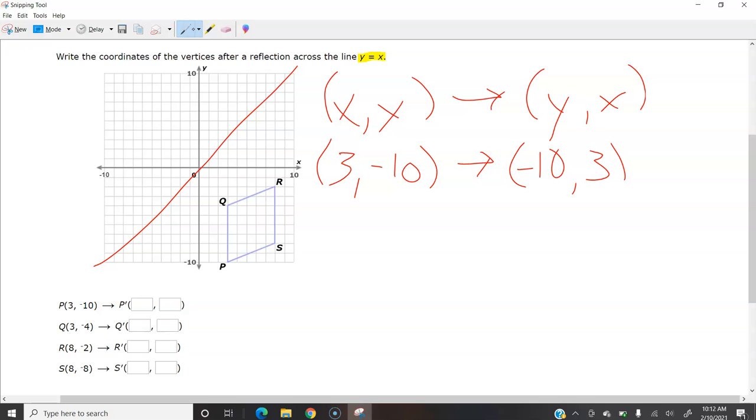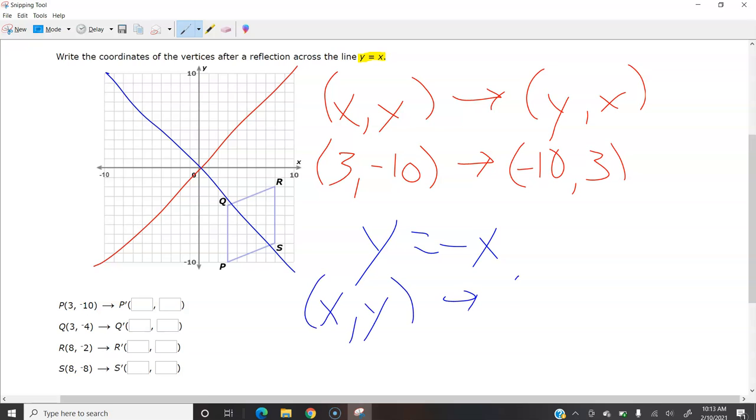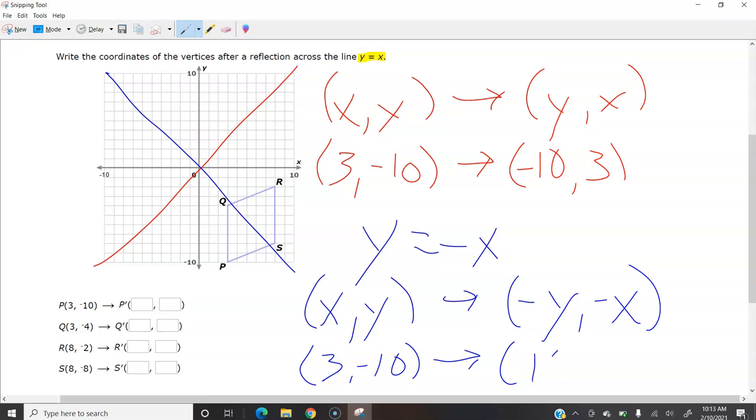Okay. The other one you guys are going to run into is the y equals -x. Okay, that's a diagonal line going the other way. That's basically the same, except you also have to switch the signs of the numbers, I should say. So xy becomes -y, -x. If I wanted to do that for P, 3, -10 would become 10, 3. The -10 will stay positive. The +3 will become negative.